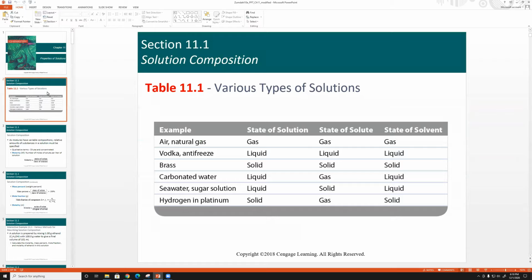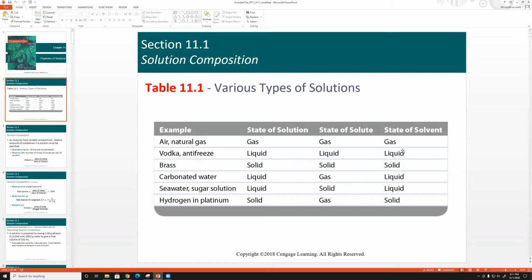So we know there's various types of solutions, and the definition of a solution is a homogeneous mixture of a solute and a solvent. So the solute is dissolved in the solvent, and you can have different types of solvents. You can have liquid, gas, or solid solvents even. A solid example would be an alloy, like we talked about last week with brass. So you can have a solution that has two solids that are mixed together in a homogeneous fashion.